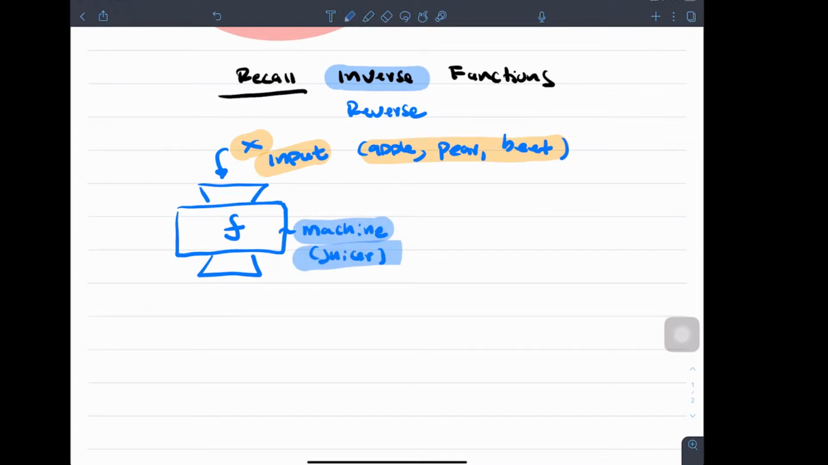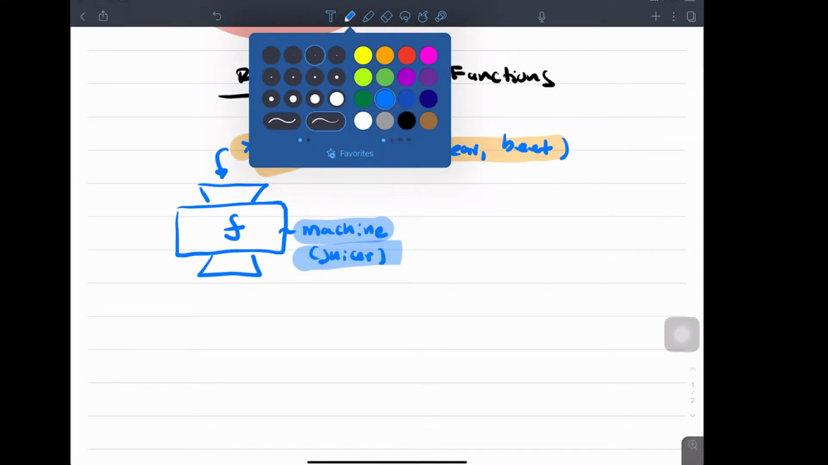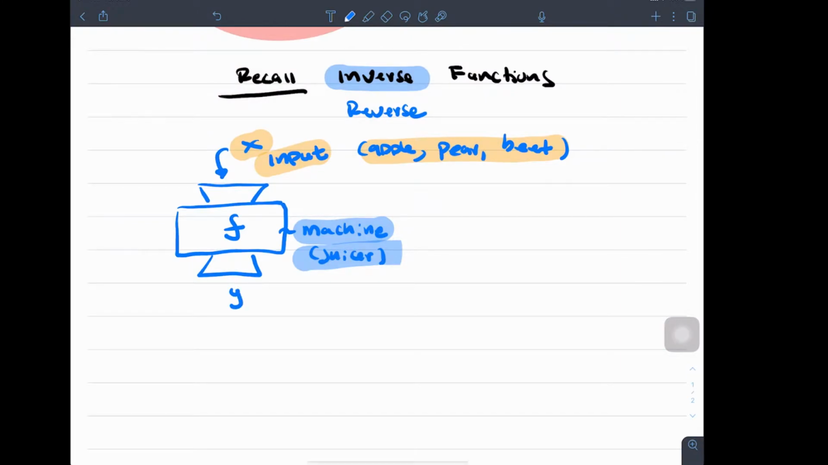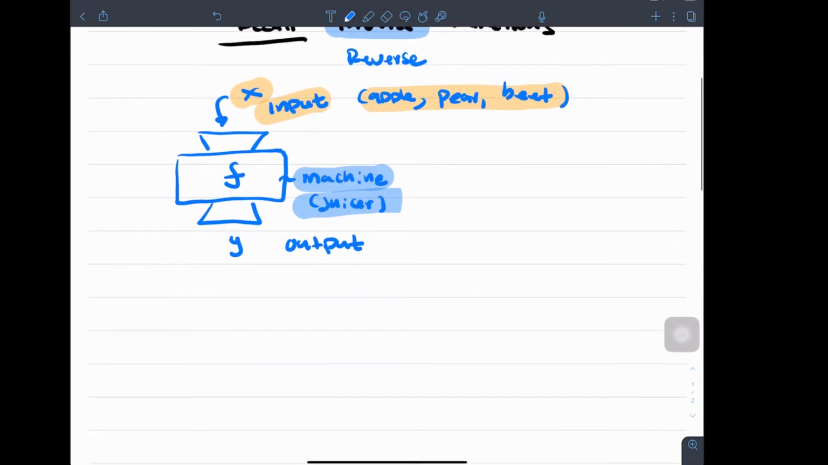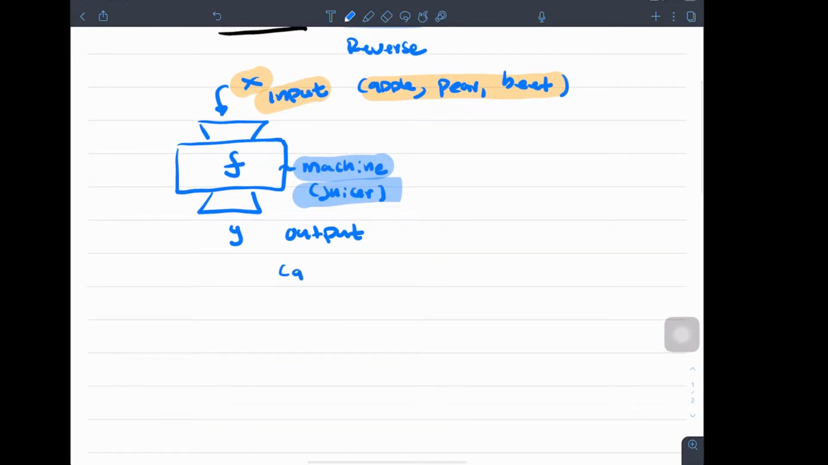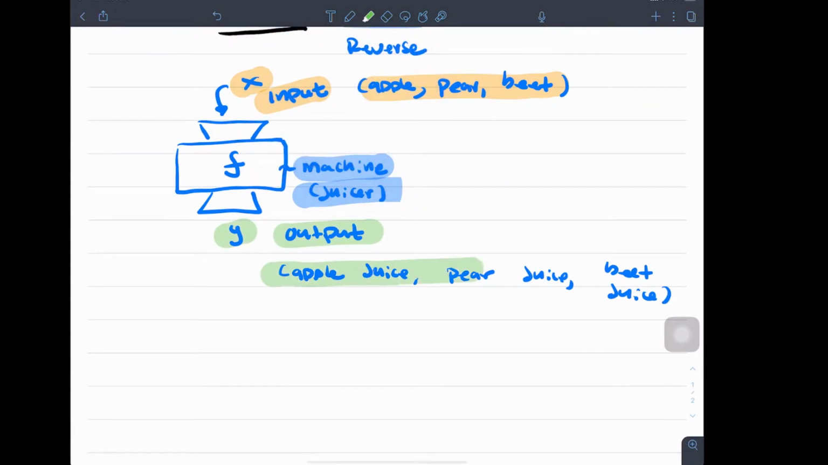It's a juicer. What do you get as an output now? So you're going to get these things called Y, and these are all outputs. What do you guys get? Well, specifically, if you drop an apple, what will you get? Apple juice. Very simple, okay? If you drop a pear, what do you guys get? Pear juice. Very simple. And if you drop a beet, of course, you're going to get the beet juice, okay?